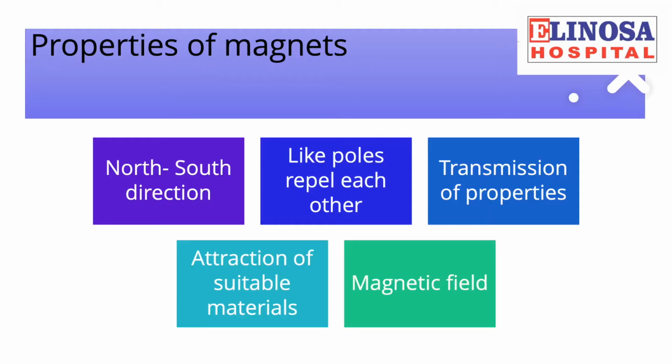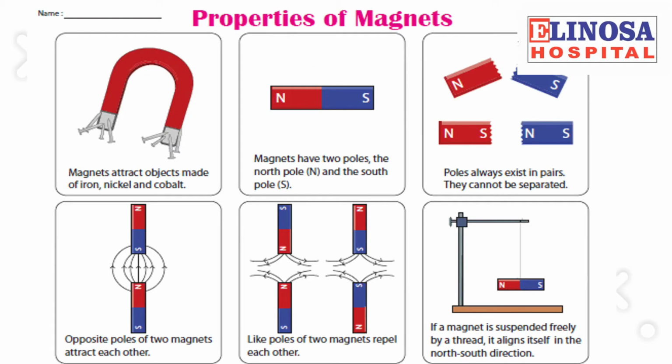So these are the different properties of magnets. It's important, to be frank. Let's look again at the properties of a magnet through this diagram. Magnets attract objects made of iron, nickel, etc. You can see in the second diagram the poles of the magnets. Poles always exist in pairs and they cannot be separated. So the poles always exist in pairs, north and south poles, and opposite poles attract each other and the same poles repel each other.